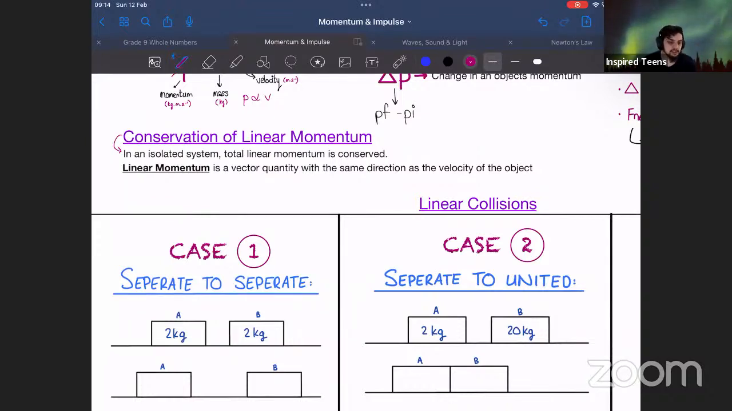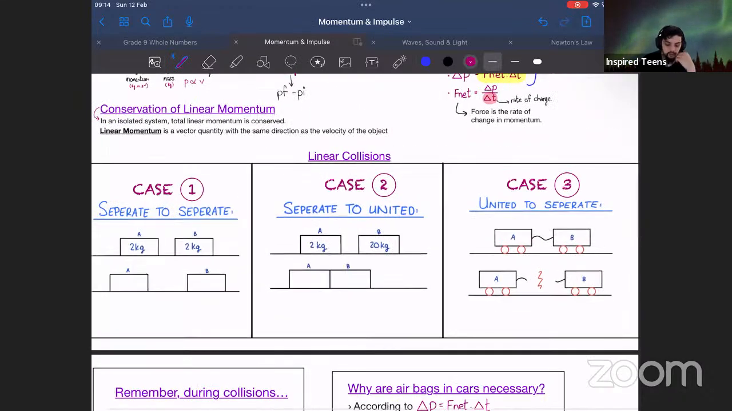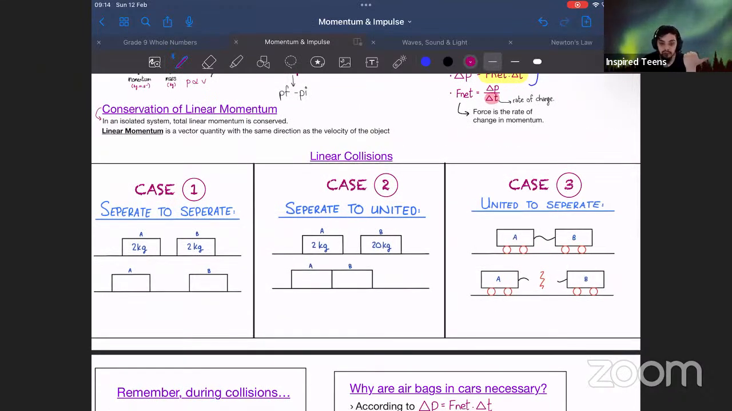So yes, in an isolated system, total linear momentum is conserved. Like conservation of mechanical energy, all of the conservation definitions follow the same thing: you're saying that in an isolated system, whatever the quantity is, it is conserved. Okay, so let's look at linear collisions. Now we're dealing with different cases for different questions.